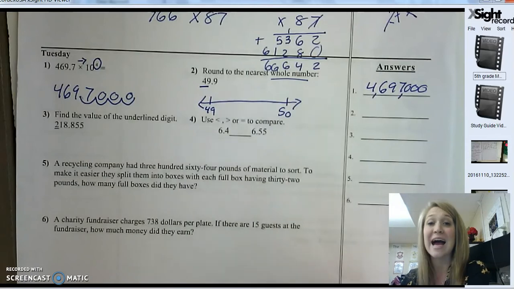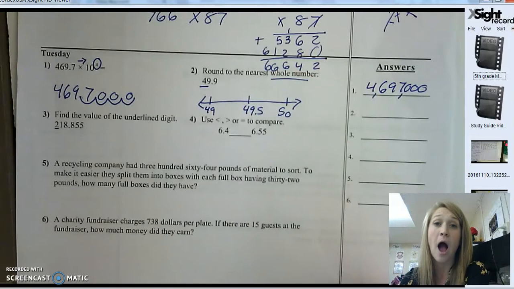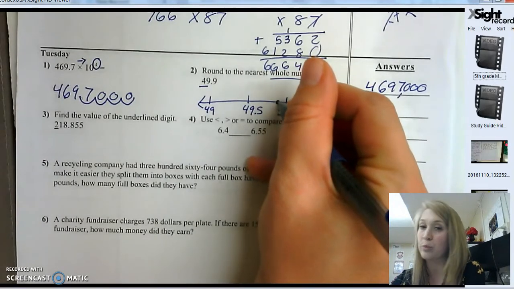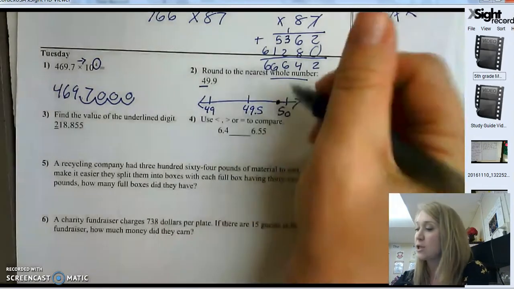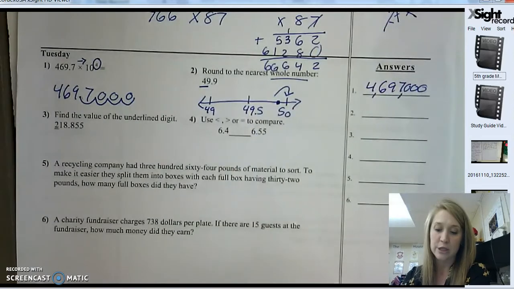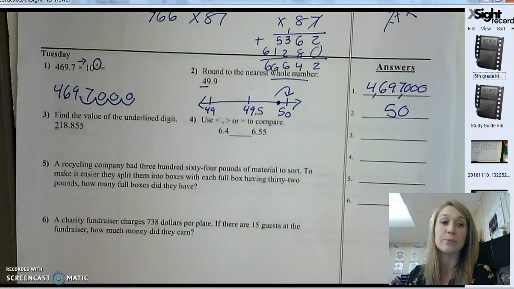Halfway between 49 and 50 is 49 and 5/10. Now I'm going to place that number. 49 and 9/10 is super close to 50. I only need one more tenth to get to 50. So of course it's going to round up to 50 wholes. That is the answer to number 2.